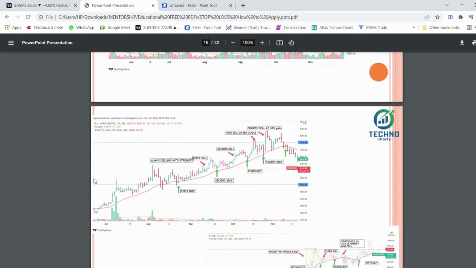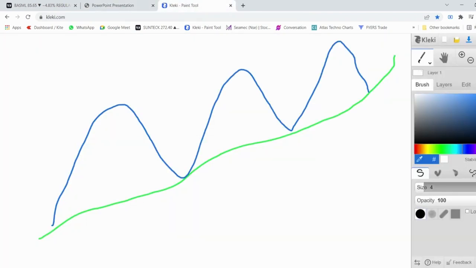Here we can see Engineers India, where you could have just bought it at the support area, kept the stop loss below the 21 EMA, and ridden the trend as long as the stock is above the 21 EMA. This can also help you to trail your stop loss and move it on the upper side. For example, if you have bought a stock at this area, your initial stop loss might have been here. Then you can shift your stop loss till here, then here, and then here. So these are the methods that you can use to move your stop loss on the upper side.